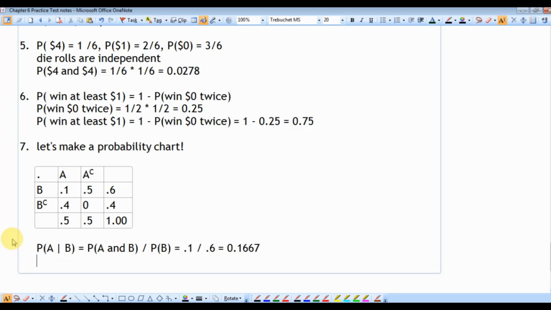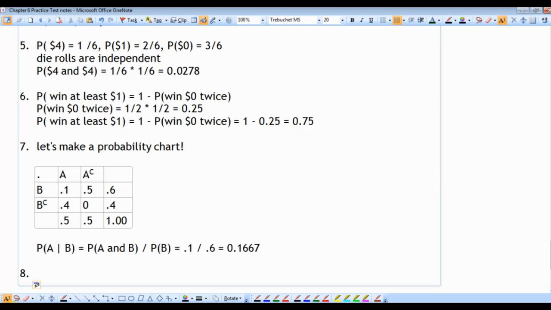Mr. Ferreira? Mm-hmm. So anytime it says conditional, it's going to be the one with the line in the middle? Yep. This also tells me that they're not independent, because the probability of A given B is not the same thing as the probability of A. If the probability of A given B is equal to the probability of A, that's another sign of independence. Correct.